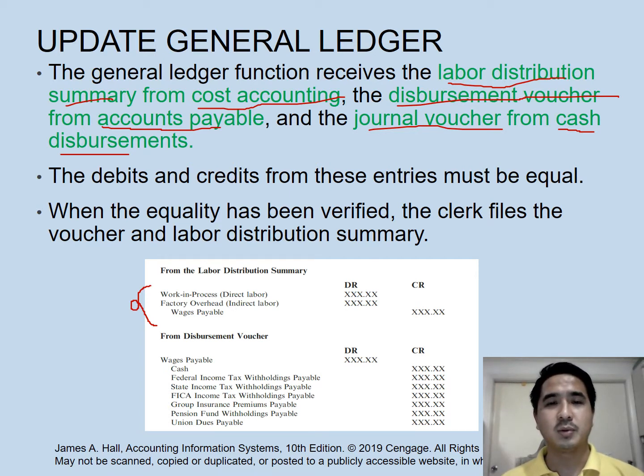Okay, probably since this is a COM4 course, that's why they are not familiar with the entries. But basically, both the direct labor and the overhead will form part of the WIP.